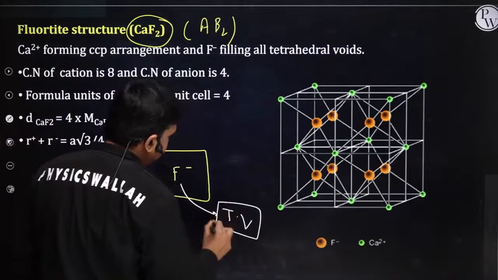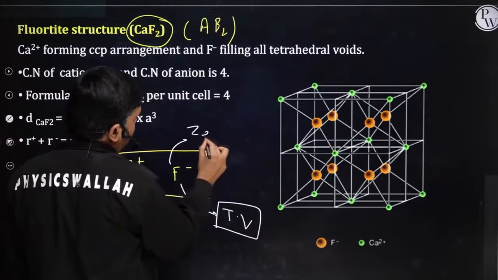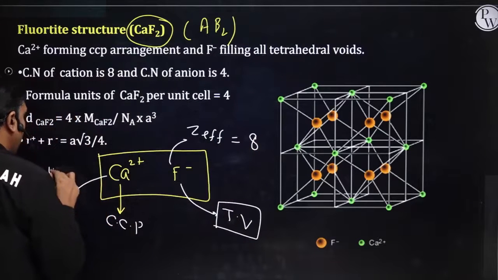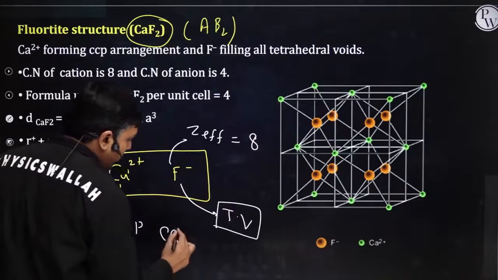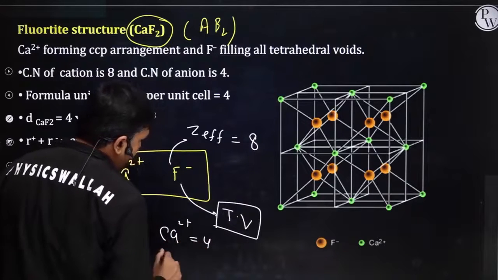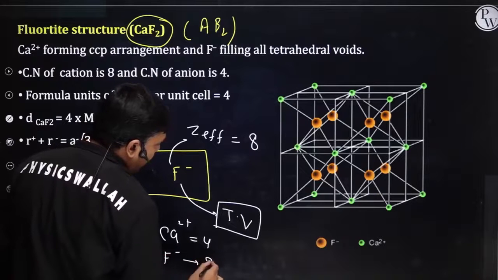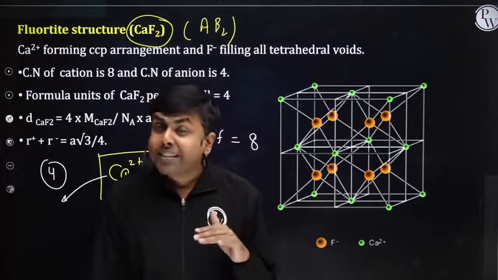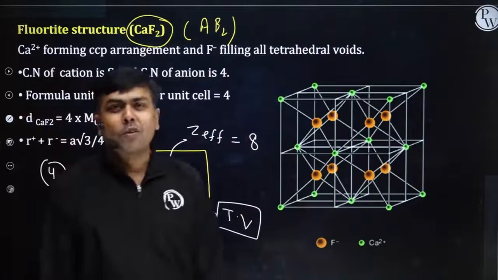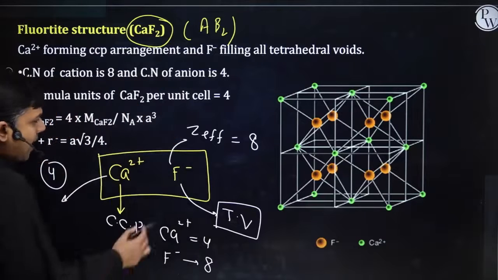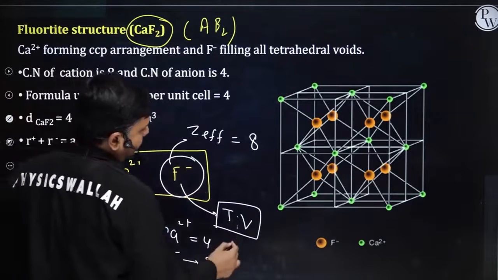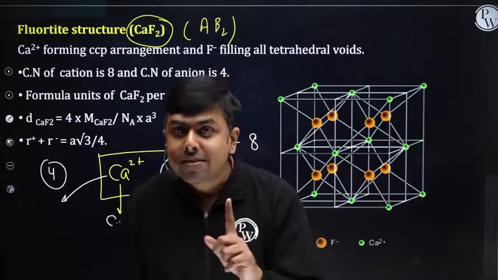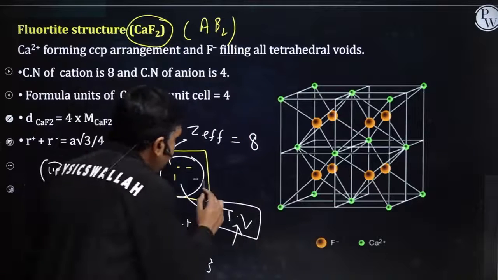If it's placed in tetrahedral voids, what's Z effective? Z effective for this F- is 8. What's Z effective for this Ca2+? 4. So Ca2+ in one unit cell is 4, and F- is going to be 8. 1:2. That's why the formula is AB2. Ca 4, F- 8. Am I clear? Now let's focus on coordination number. F- is placed in a tetrahedral void. If an ion is placed in a tetrahedral void, it will be surrounded by 4 ions. So coordination number of F- is 4.